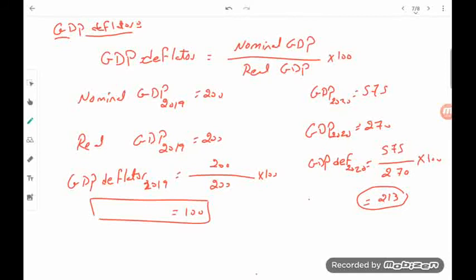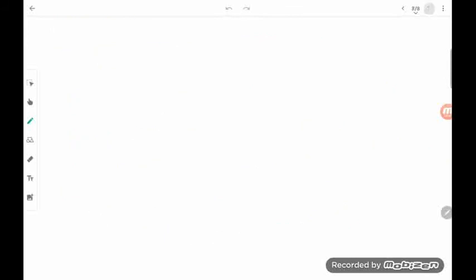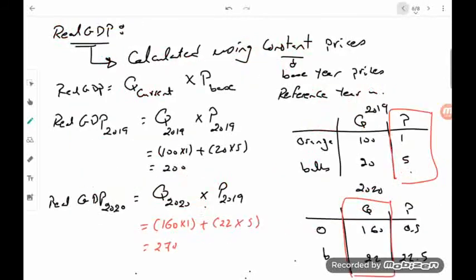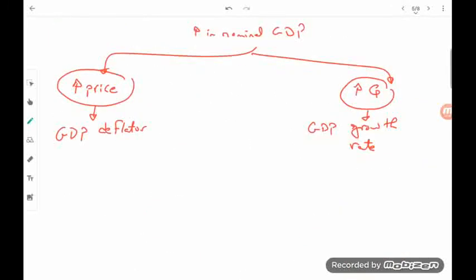This is the increase in the general price level, an indicator of the change that has happened in the general price level from year 2019 to year 2020. So this is with respect to GDP deflator. Now we have to move to the second part, which is related to increase in production.